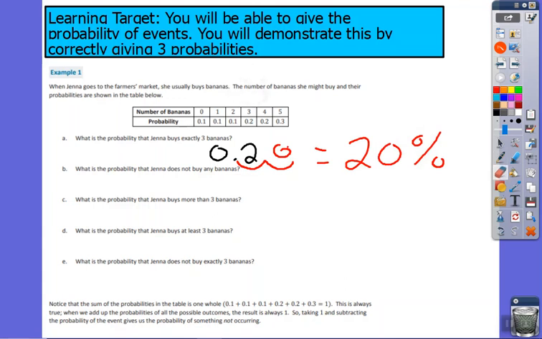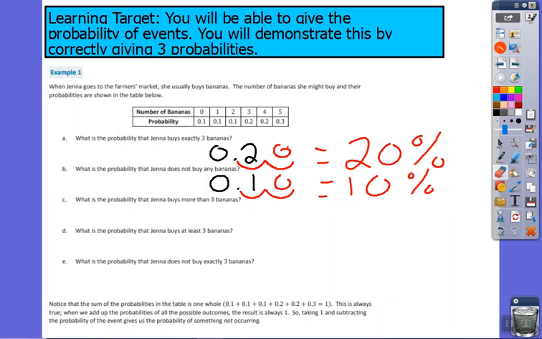So let's go to our next one. Can you locate it before I get to it here? What is the probability that Jenna does not buy any bananas? So not buying any bananas would be 0. So that one on the table is 0.1. That is a fine answer, but if you'd like to see it as a percent, we can just move the decimal 2 places to the right. And that is a 10% chance that Jenna is going to not buy any bananas.